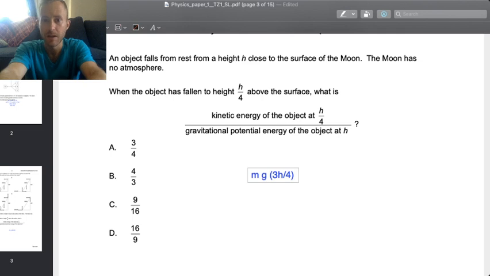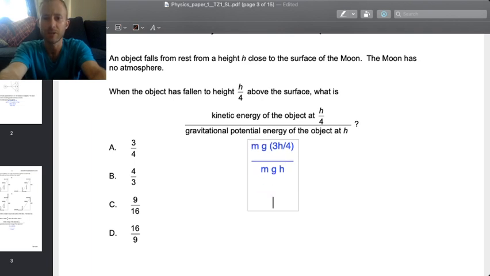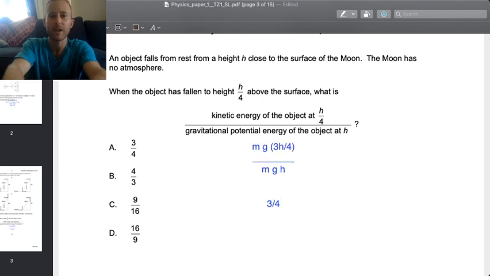Okay? And then we got to divide that by the initial gravitational potential energy, which was just mgh. So dividing those, we get that the ratio is just 3/4. So I would say the answer is A.